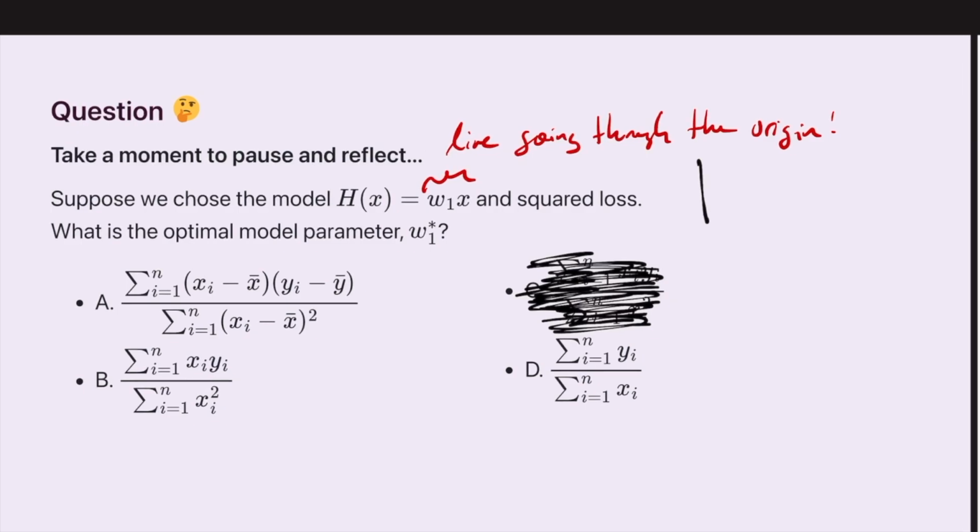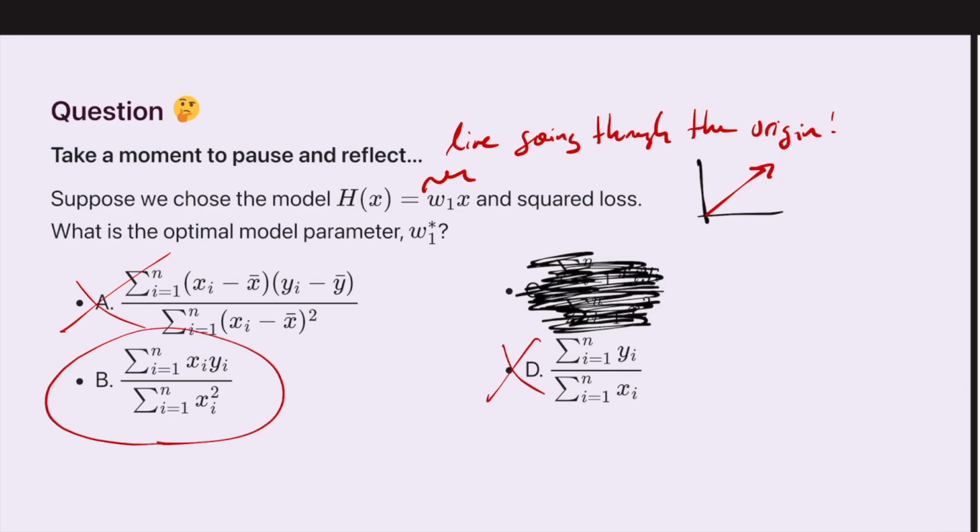What do we want to think about as the correct answer here? What is the optimal model parameter for w star sub 1? This is what we'll spend the next part of lecture looking at, but we'll show you that the correct answer will in fact be B. We'll look at how that works and why it's also not D, even though it could be convincing, but ultimately it's not going to work for us.